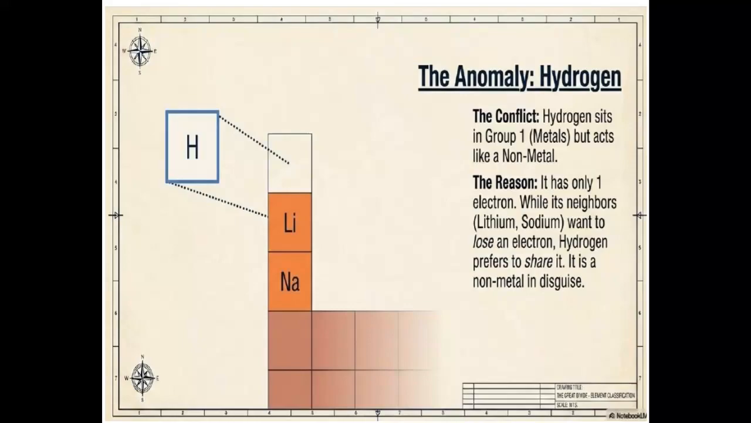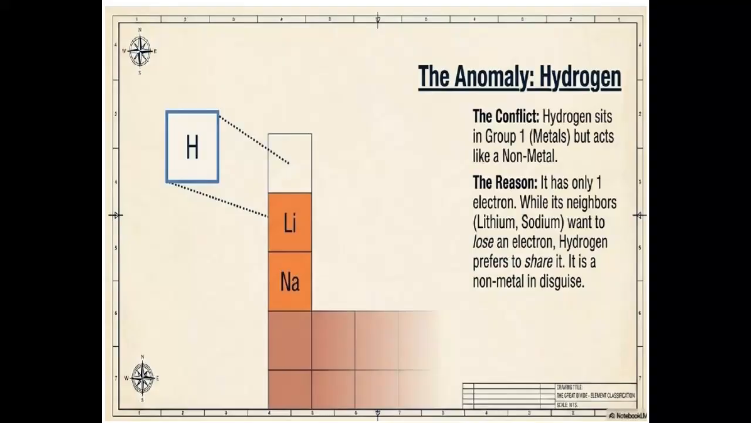But let's look at hydrogen. Hydrogen, you will think it's a metal because it's on the left side of the periodic table. But hydrogen is conflicted because hydrogen only has one electron. Having one electron and one proton, it doesn't want to get rid of that electron. So what it does, instead of losing the electron, it likes to share the electron.